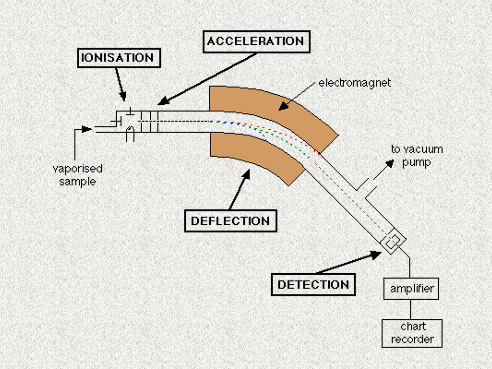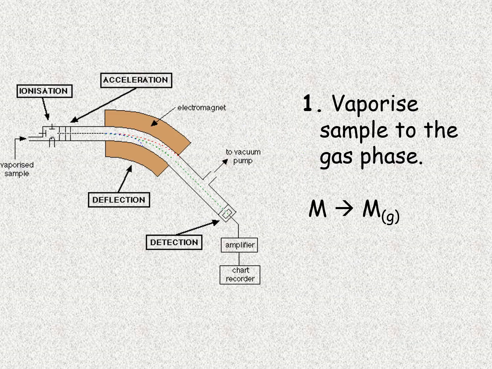So the diagram on your screen at the moment is courtesy of chemguide.co.uk, and it's showing us what happens inside the mass spectrometer in simplified terms. And we'll look at each of the steps one by one. So the first step is that you vaporize your sample so that it is in the gas phase. So if it was a liquid, you turn it into a gas. So for instance, here M, which is just our sample, goes to M gas by heating it.